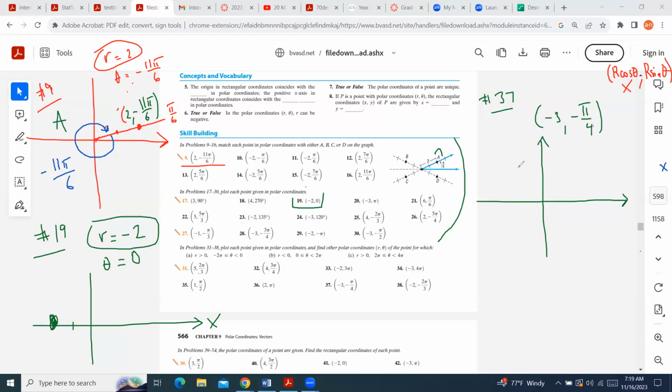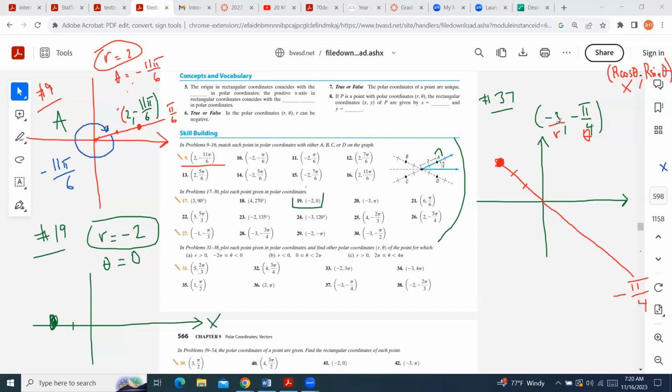-pi over 4 is my angle, so we'll always start with the angle. So I'm going to put -pi over 4 here. I just put this marking because now I have to decide what about r, right? This is my r, this is my theta. Well, looks like we have to go the opposite direction by 3 units to get to this point, because this is going the opposite since it's -3.